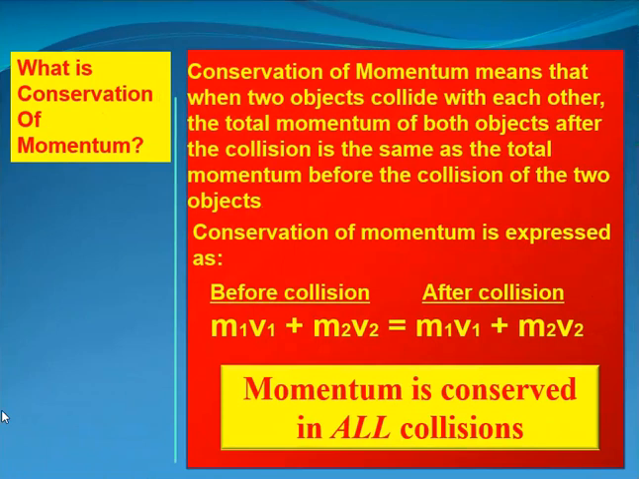Conservation of momentum means that when two objects collide with each other, the total momentum of both objects after the collision is the same as the total momentum before the collision of the two objects. Conservation of momentum is expressed as, before the collision, it's the mass of the first object times the velocity of the first object plus the mass of the second object times the velocity of the second object. Then after the collision, that has to equal the mass of the first object times the velocity of the first object plus the mass of the second object times the velocity of the second object.